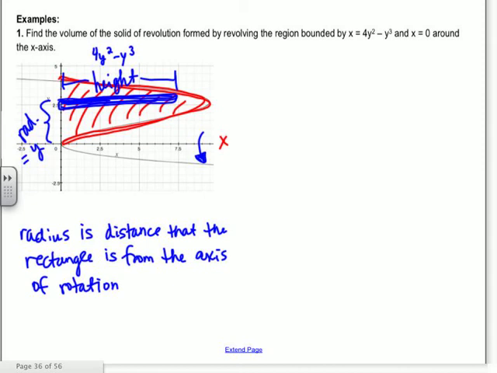So always think it's the opposite of my disc and washer method. Since I'm going around the x-axis, I'm not using x's. Instead, I'm using y's. So your volume is always 2 pi r times height. So 2 pi can go on the outside. My radius is y. My height is 4y squared minus y cubed.